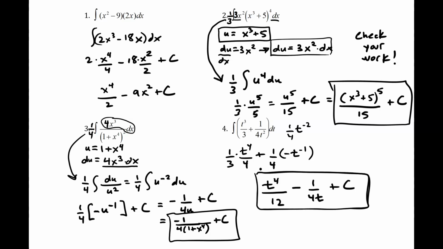Once again, if you're unsure, like maybe I am right now, I'm going to just take my derivative and see if I get back to where I started. So you'd have 4t cubed over 12. That's the same thing as t cubed over 3. And then this is the same thing as minus 1/4 t to the negative 1. So that derivative would be positive 1/4 t to the negative 2, or t cubed over 3 plus 1 over 4t squared. And yes, that's exactly what the original integrand is. So I know that I definitely got this question right.